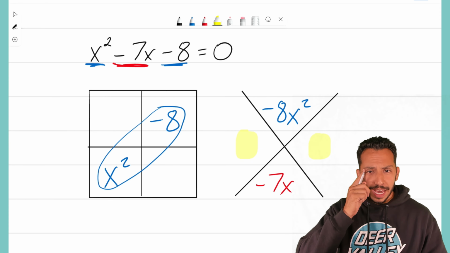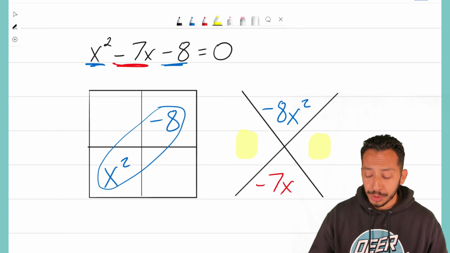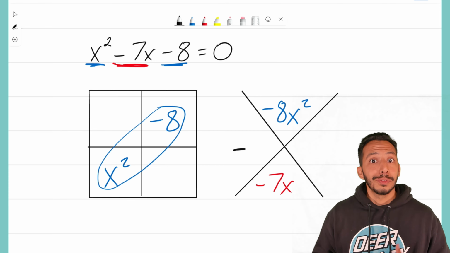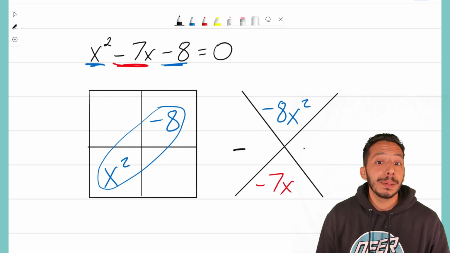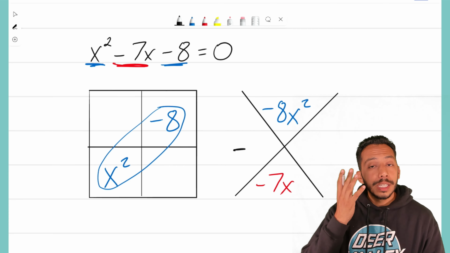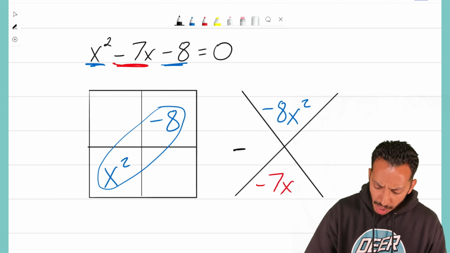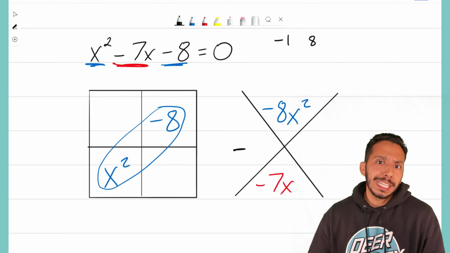Now I want you to think about that. Two factors are multiplying and you're getting a negative number. That means then one of those terms has to be negative, right? There's no way for it to work unless one of them is negative. A negative times a positive will give you that negative. Okay, so now we need to think of some factors of negative 8. Well, I think we could start off with probably, let's do negative 1 and 8. That's one set of factors.